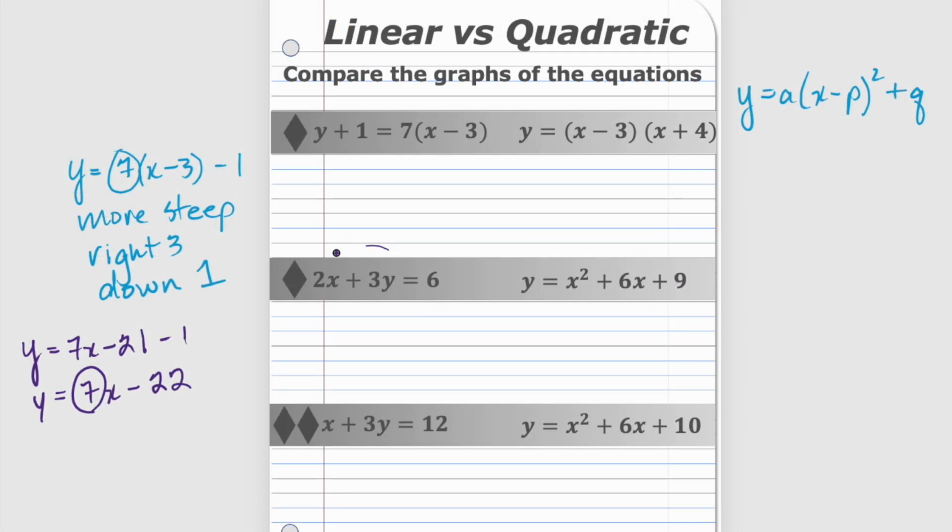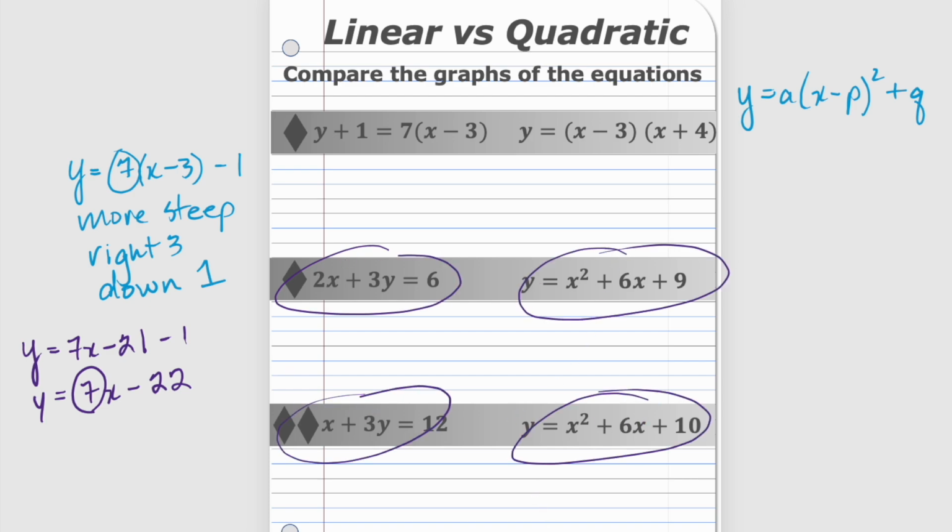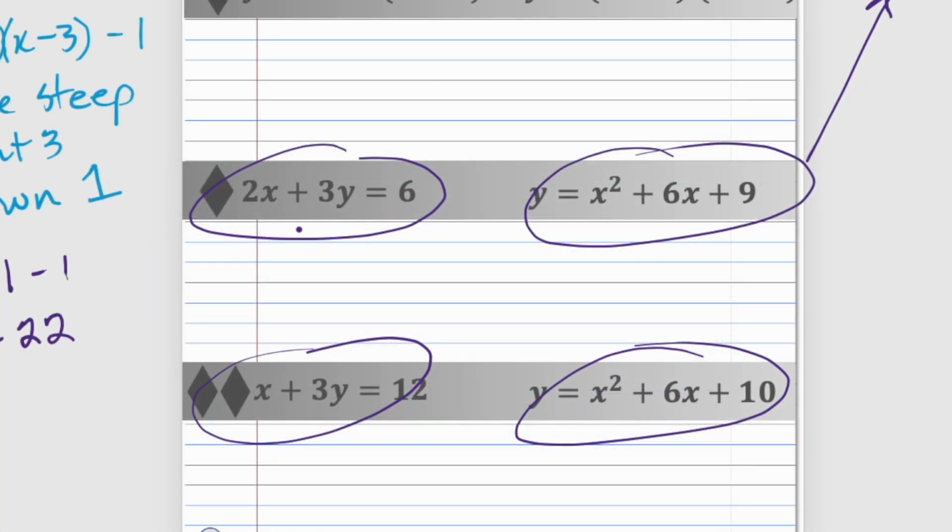So again, this one, this one, this one, and this one, we can't see anything to help us visualize what the graph is. So we need to rearrange or write the equation in a different way. Perhaps we can try to write the quadratics that way. And of course, in previous courses, you did isolate the y in this equation, didn't you? You went 3y equals negative 2x plus 6, divide by 3, negative 2/3 x plus 2.